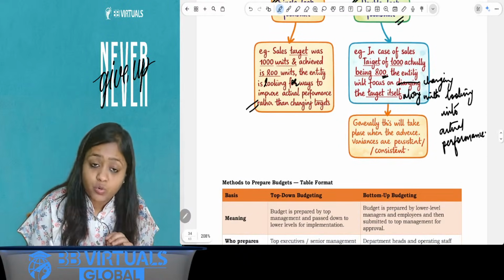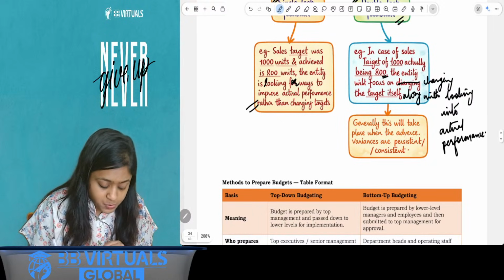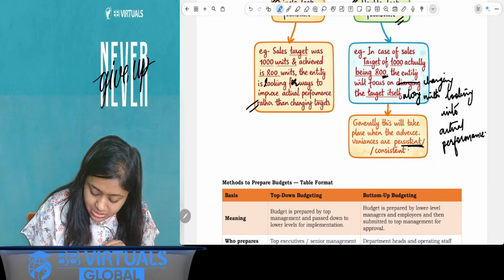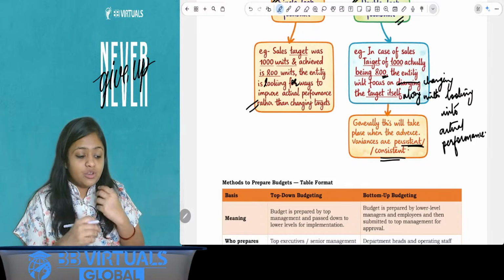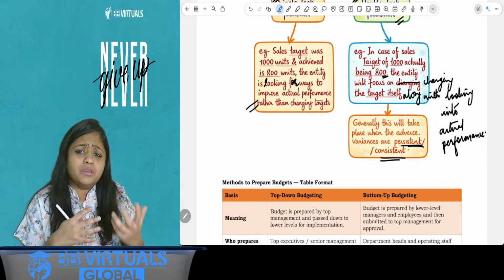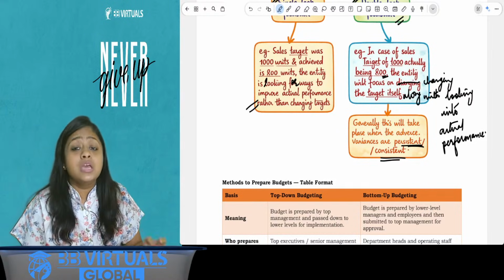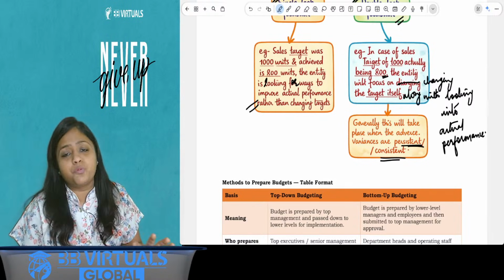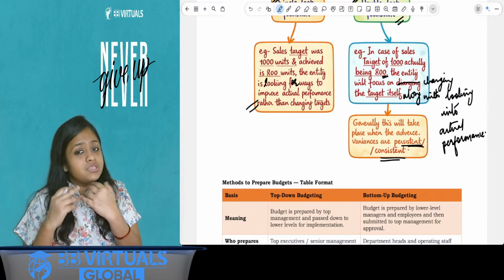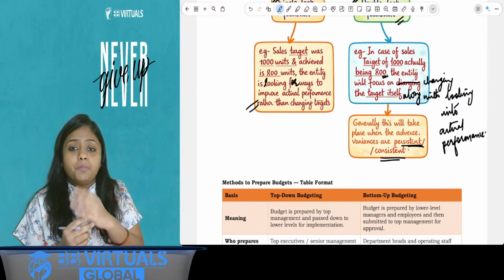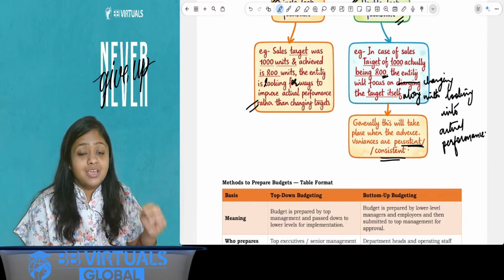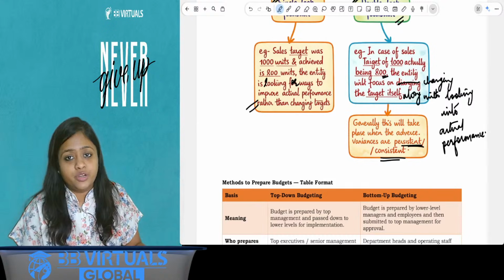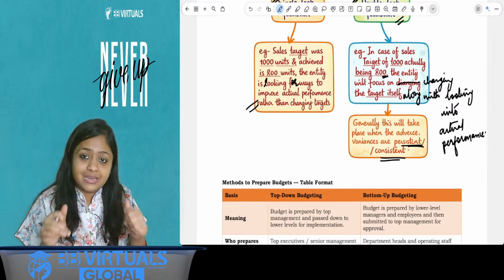So generally this will only take place when the adverse variances are persistent or consistent. So when you see that on a continuous period on period basis you are having adverse variances, then it shows that probably there has been a problem with the targets as well. Actuals have always been monitored and controlled, but now we need to see in detail the targets. So there the double loop feedback comes in the picture. Done? Clear? Okay.